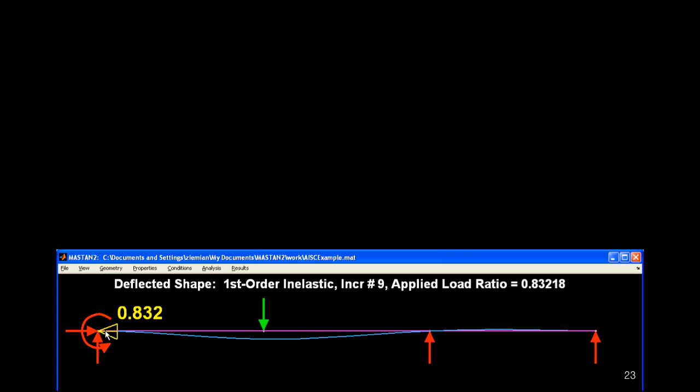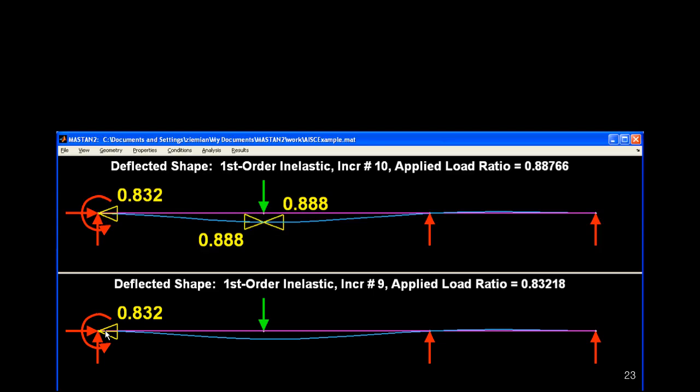It can still support MSOP, it just can't support any more. Then what will happen now is eventually we put on more load. Again, we don't have a mechanism. The structure was indeterminate, and it's still indeterminate. But eventually what we'll hit is a second plastic hinge.